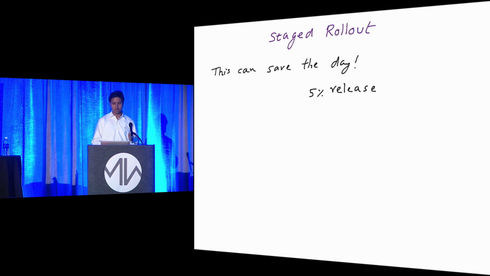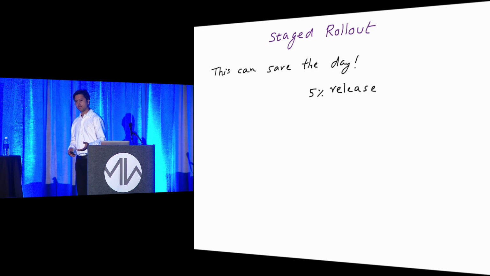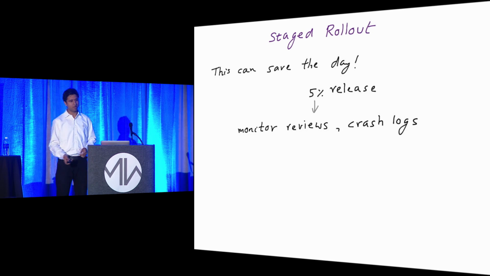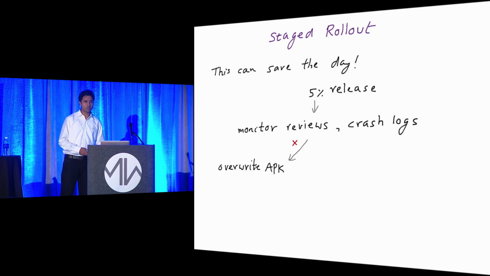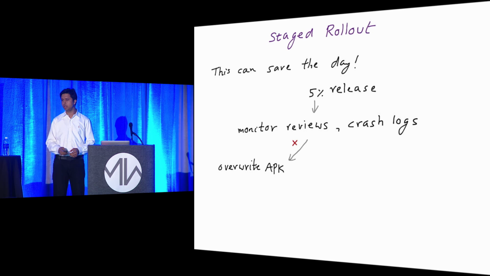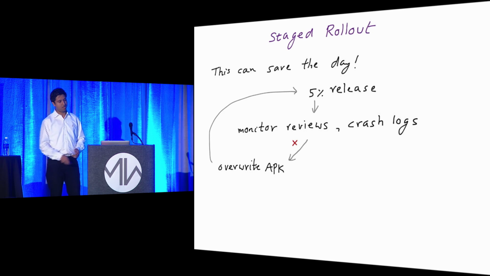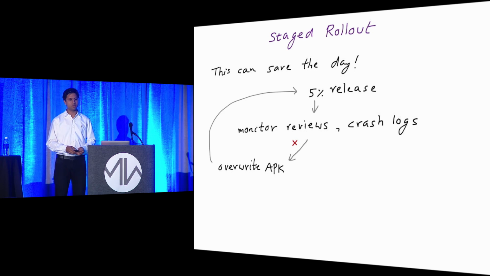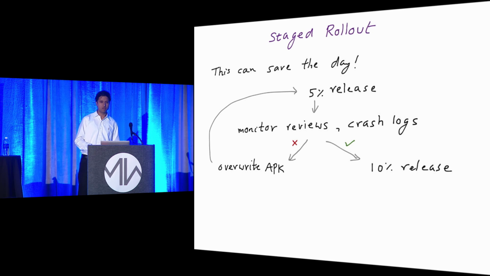So what this allows you to do is do a staged rollout. So you can do something like releasing it to 5% of your total user base. And then you can start monitoring reviews. You can start monitoring crash logs. You can start figuring out if there are any problems with the new executable that you just released. If there are problems, you overwrite the executable with the new one, with the bug fix release. And you again go back and release it to 5% again. You keep doing this till you're confident that everything is great. Once you are, you go to a 10% release, and you repeat the process.